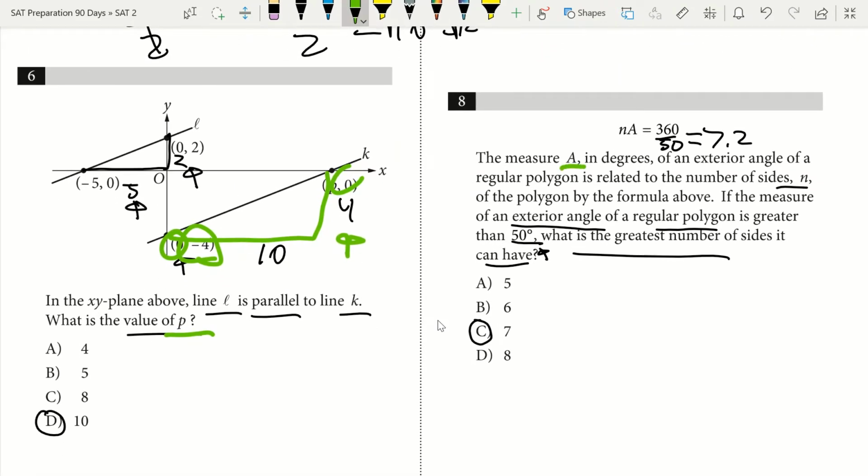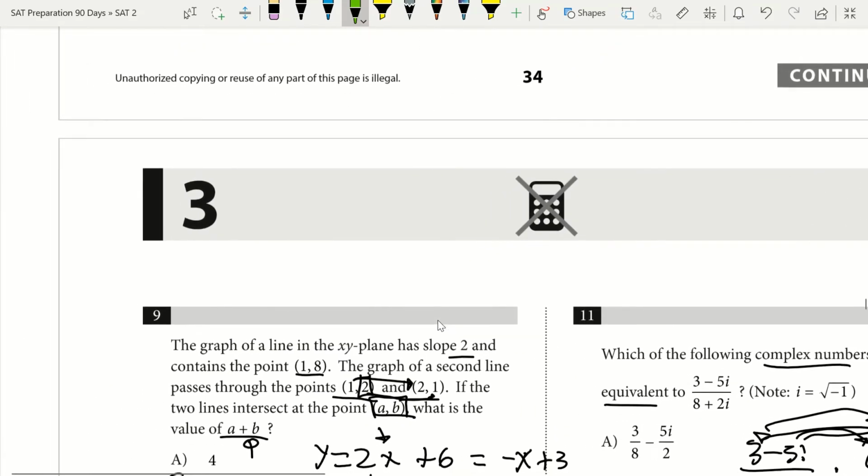Number 8, we've got NA equals 360. I know A is my angle in degrees. It says that it has to be more than 50. If it has to be more than 50, then the number of sides, dividing 360 by 50, is going to give me right around 7.2. So my maximum number of sides is 7. That's correct.